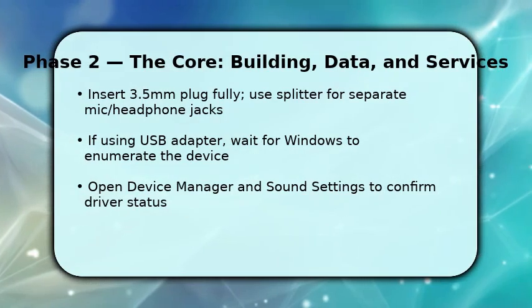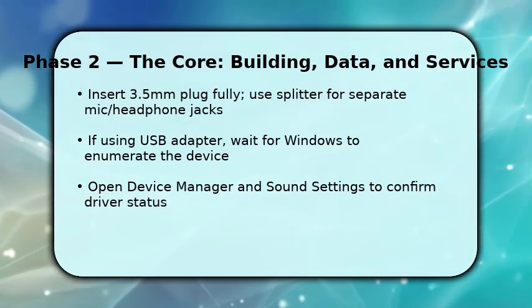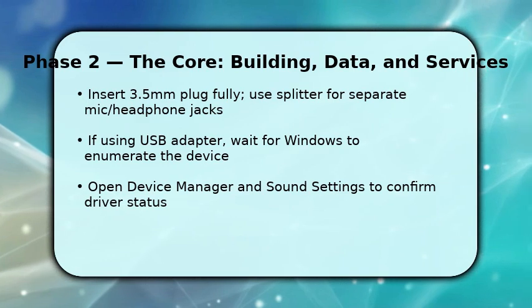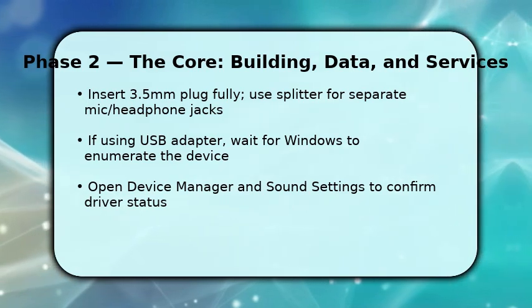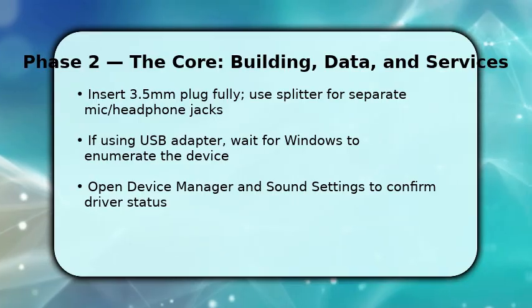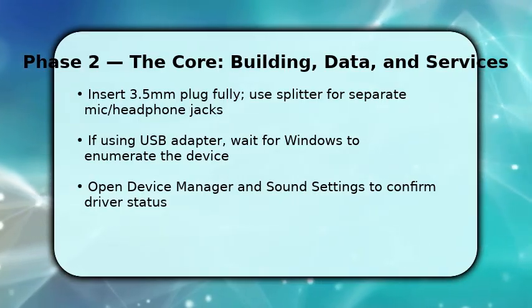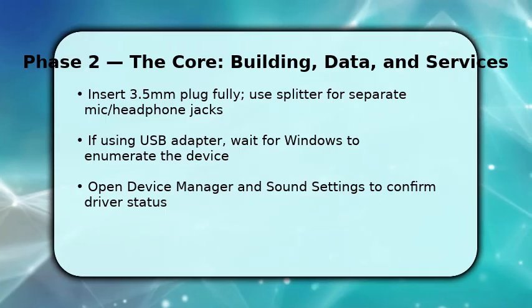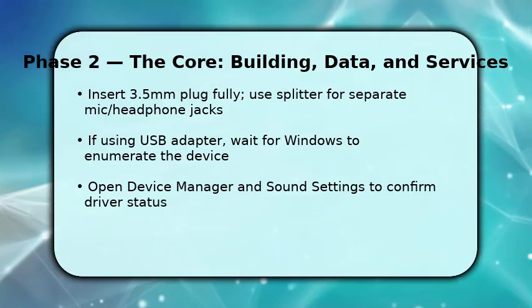Now connect and let the system recognize the headset. Push the 3.5mm plug all the way in. If your PC has two jacks, use a splitter so mic and headphone are separate. If you opted for a USB adapter, Windows will enumerate it. Wait for the confirmation sound.